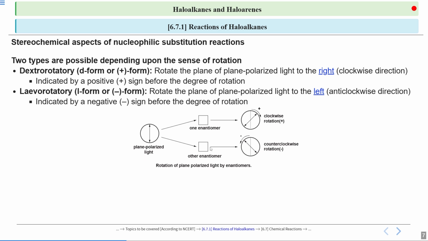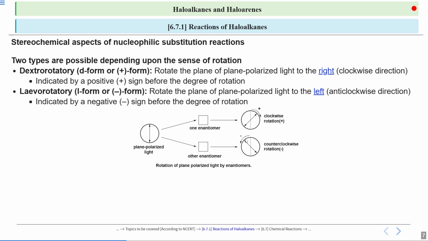The second enantiomer you are getting, the other enantiomer from the plane polarized light, is the levorotatory, which is rotating the plane of plane polarized light to the left side, into the left direction. That is the counterclockwise rotation. So you can see this is counterclockwise rotation.